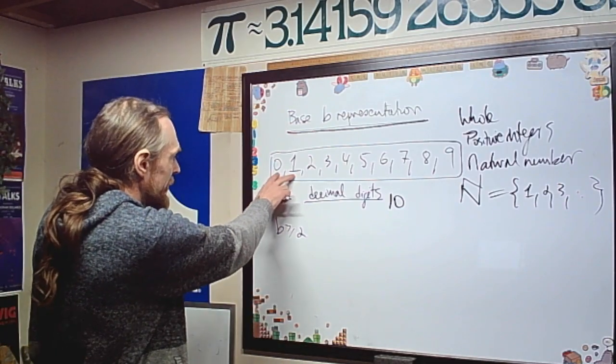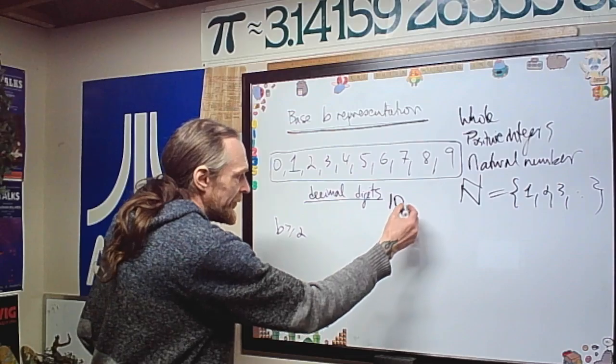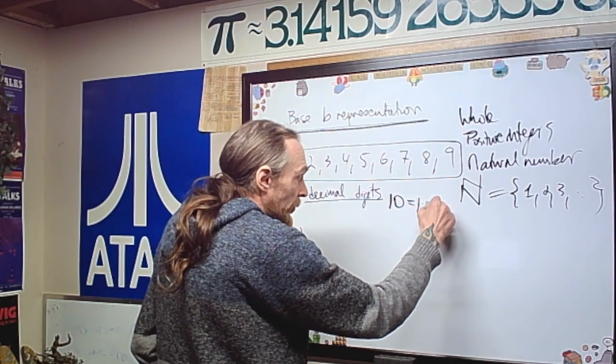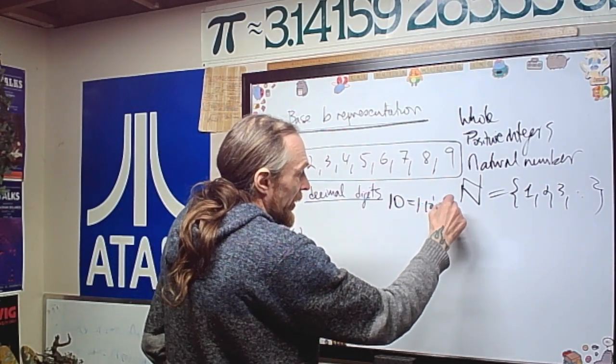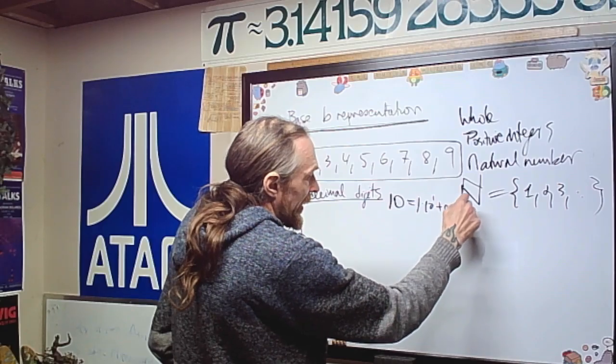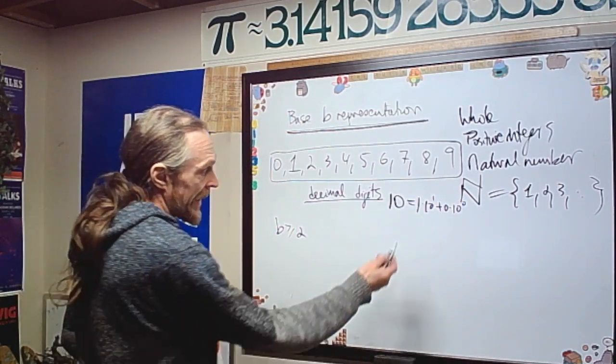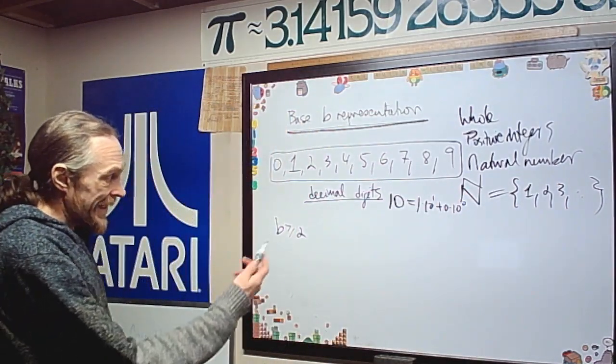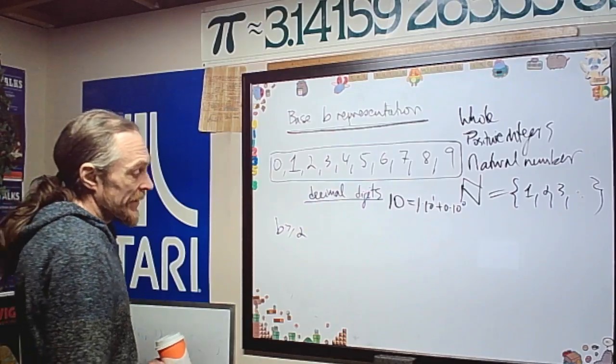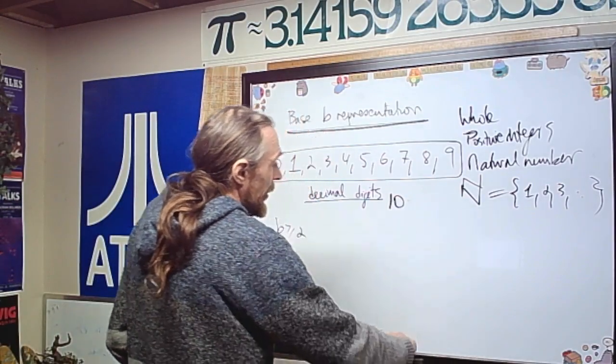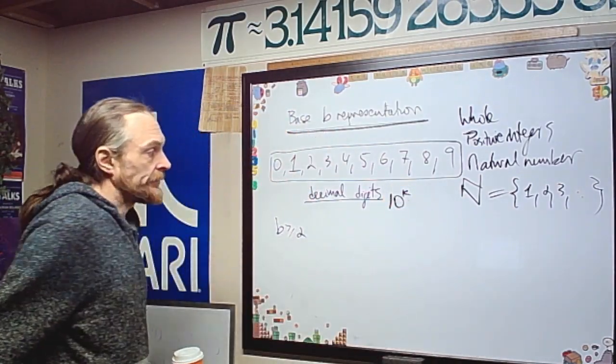10 is these two symbols put together, which actually means, by definition, one group of 10 to the 1 plus 0 groups of 10 to the 0. This is the 10 spot and the 1 spot. So 10 even in itself doesn't have a positional system, but what we're going to do is look at powers of 10.